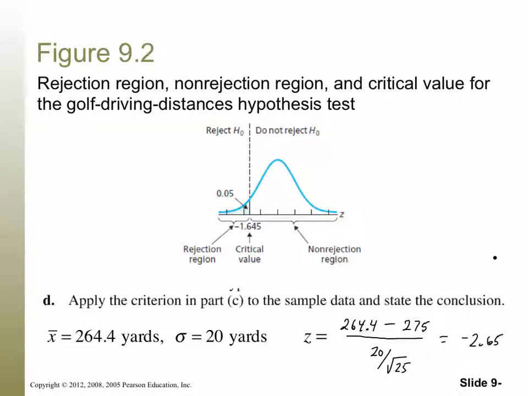So for that sample mean of 264.4, what is that number? What is that? 2.65 what? Standard deviations, right? Z-scores are measuring how many standard deviations. What was our critical value? How many standard deviations was our cutoff for reject or non-reject? Negative 1.645.